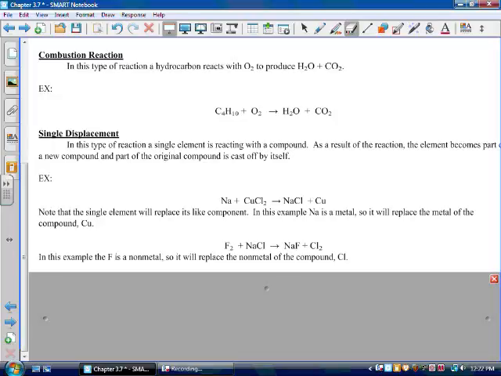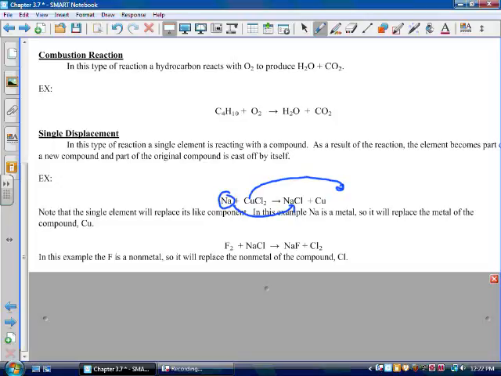In our first example, we have sodium reacting with copper chloride. Since sodium is a metal, it will replace its like component in the compound. So sodium will replace the copper, sending the copper out by itself, and then the sodium joins up with chlorine on the other side.